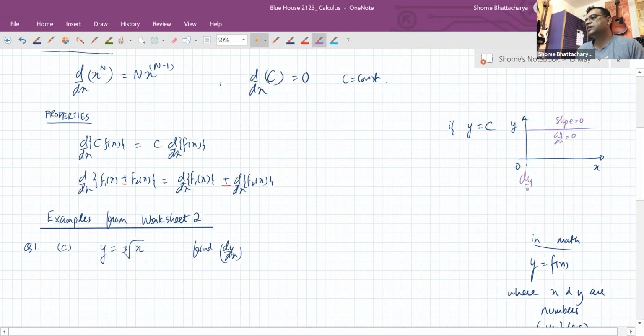So dy by dx will also be 0, because dy by dx is delta y by delta x, but under the limit that delta x is very small, or it is the slope of the tangent at any point. So the slope of the tangent is the same as the slope of the line, right? So hope this point is clear, Bharat? Yes, sir. Okay.